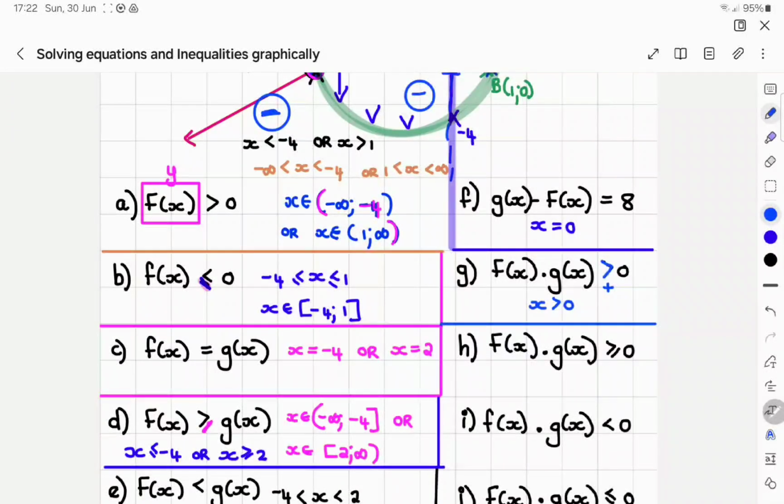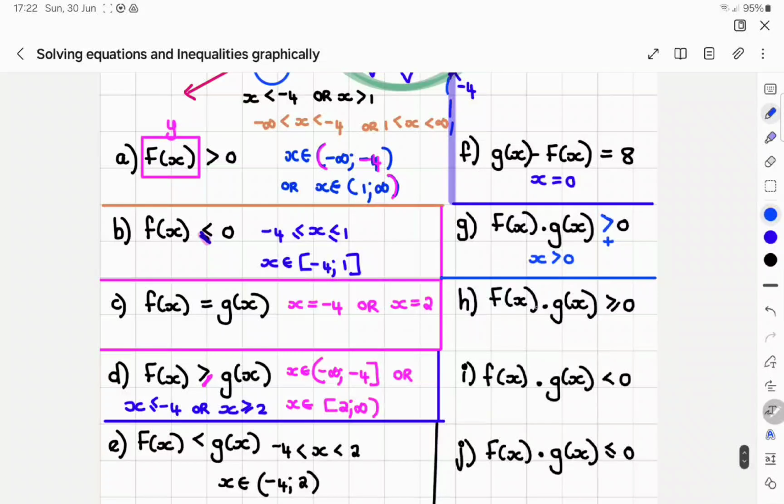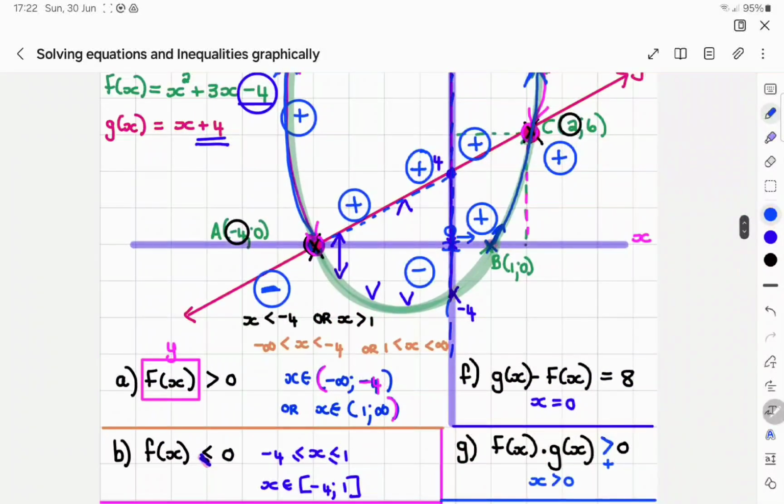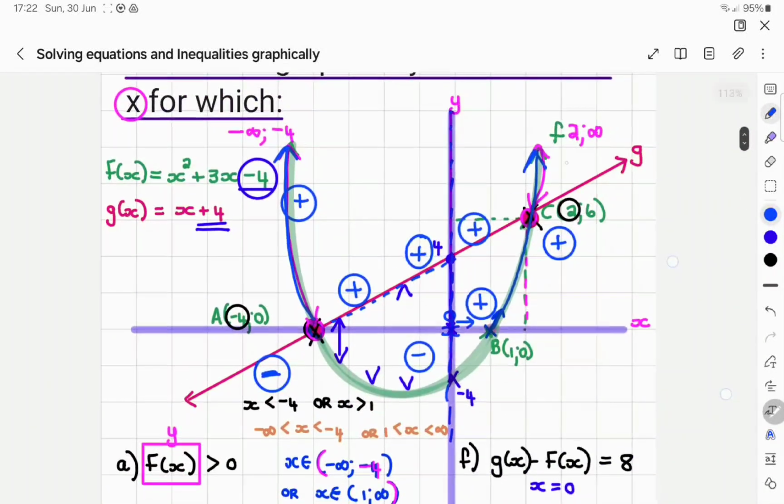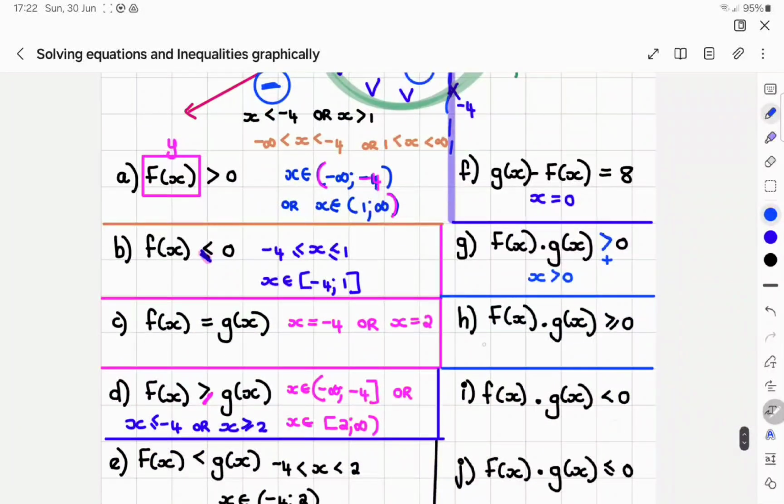Excellent. All right. So where's f of x times g of x bigger than or equal to 0? So let's have a look. Again, it's all to do with the positive and the positive. Over here, it carries on being positive. So where x is bigger than 0, but because there's a little stripey underneath, we're going to say x is bigger than or equal to 0.